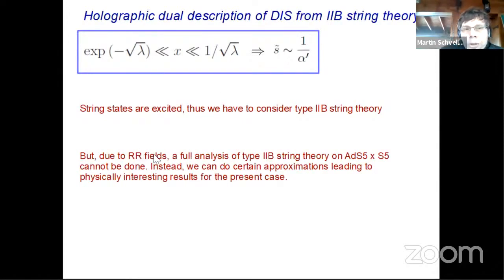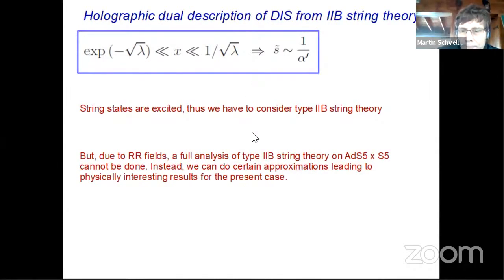But the problem is that, due to the fact that we have Ramond fields, we don't know how to reach the scattering amplitudes. So what we're going to do, following Polchinski and Strassler in that paper, is do certain approximations which are very interesting for this present case.